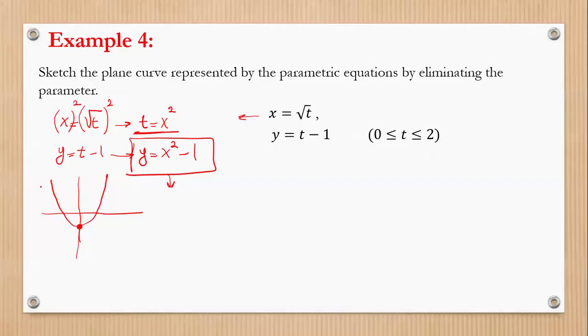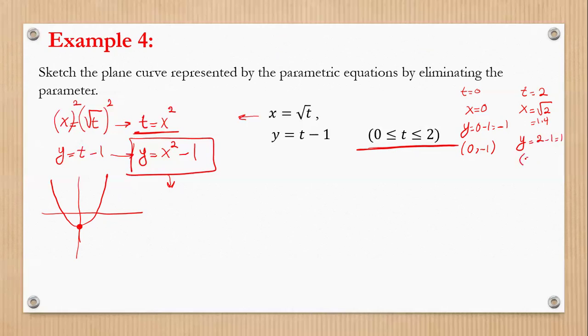But not the whole thing is needed, because t is restricted from 0 to 2. Let's replace the 0 and 2 in both of the equations and see what we get. If I replace t by 0, x is the square root of 0, which is 0. y is 0 minus 1, which is -1. So the answer is (0, -1). If I replace t by 2, x is equal to the square root of 2, which is 1.4 if you put it in a calculator. And in the second equation, y is equal to 2 minus 1, which is 1.